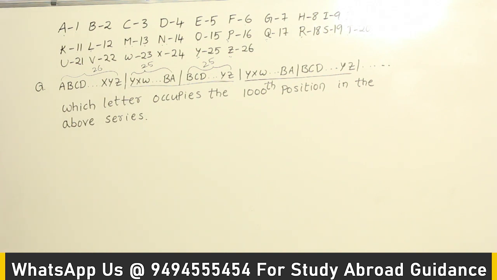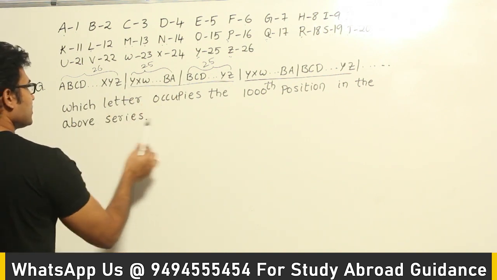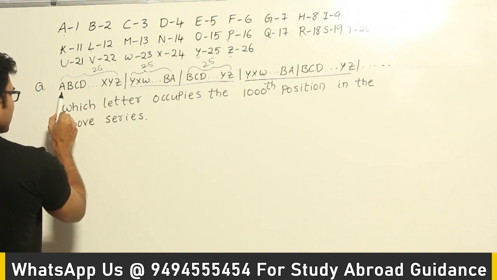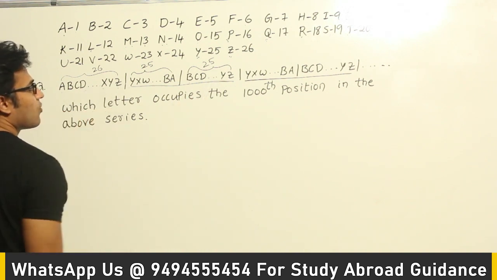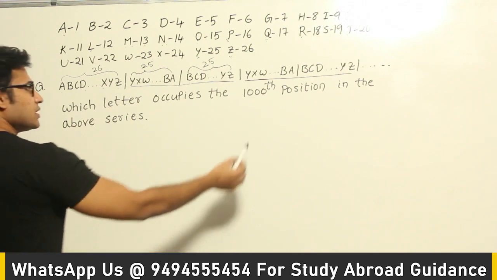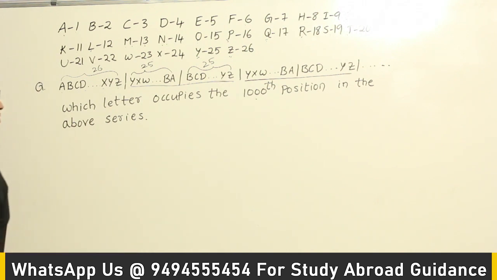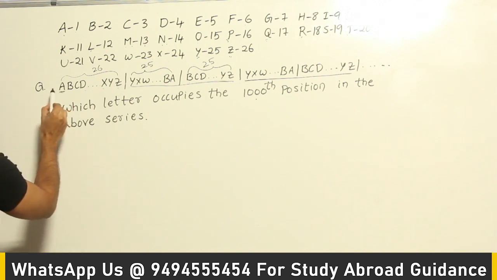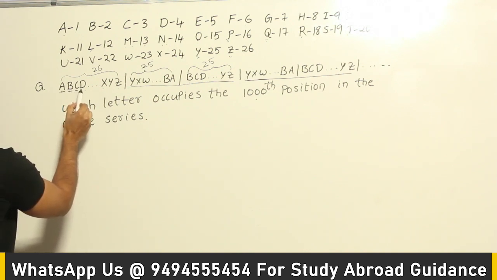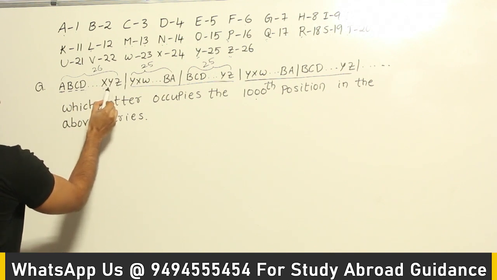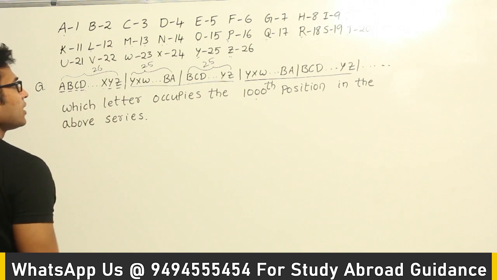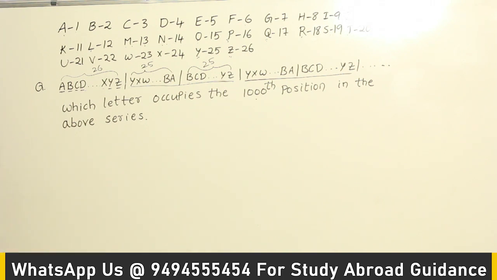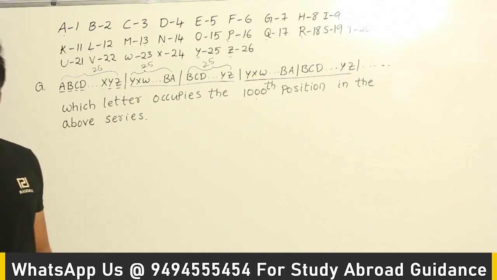Now if this is the case, they are asking us, in this sequence, if you count this one as the first one, 1 2 3 4 5 6 up to 26, what is the letter that occupies the 1000th position in the above? Are you getting this? So this letter is occupying the first position, second position, third position, fourth position, 25th position, 26th position. Likewise, if you go on counting, which letter are you going to find in the 1000th position? So that is being asked.